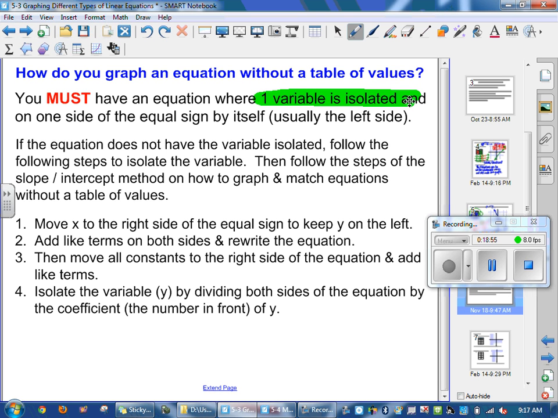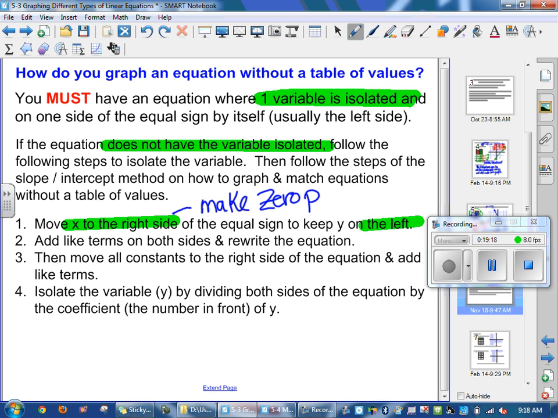So what are the steps for isolating? Here they are on the bottom. Move x to the right side, to keep y on the left. How do we do it? We do it by making 0 pairs. Okay, that's how we do it. Then it tells us to add like terms on both sides, and then we rewrite our equation.